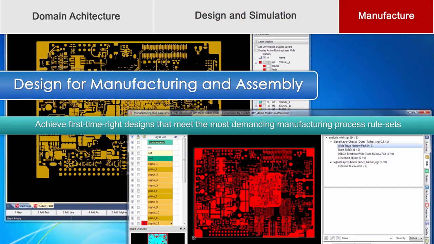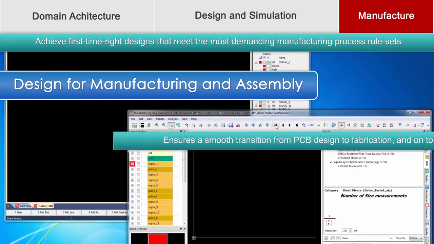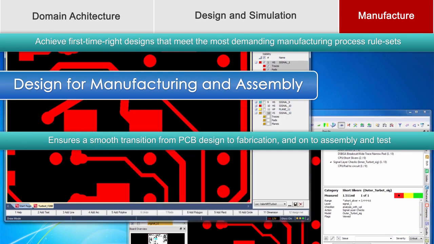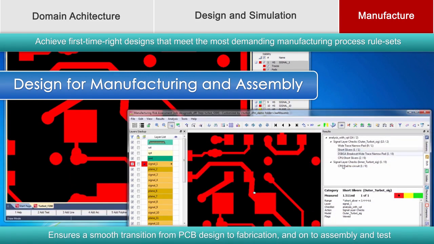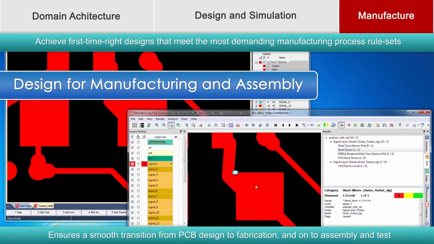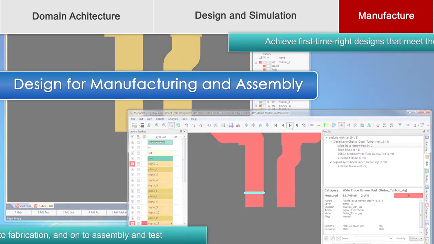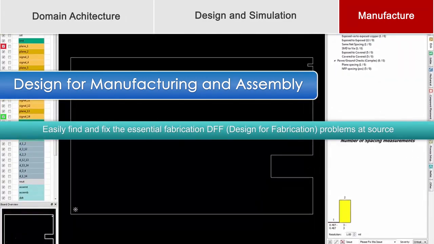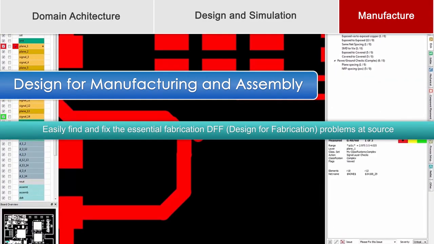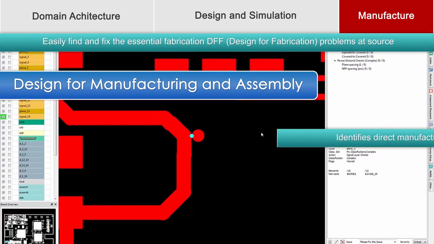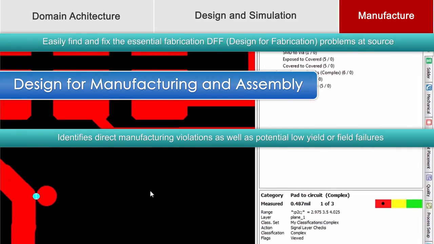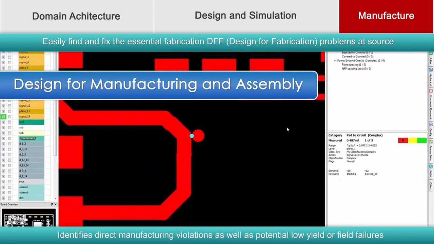Valor NPI products combine capabilities of design for manufacture and new product introduction to ensure smooth transition from PCB design to fabrication, assembly, and test from any PCB design environment. More than 700 design for manufacturing and assembly rules can be applied concurrently throughout the design flow to reduce revisions and costly respins at the manufacturing level.